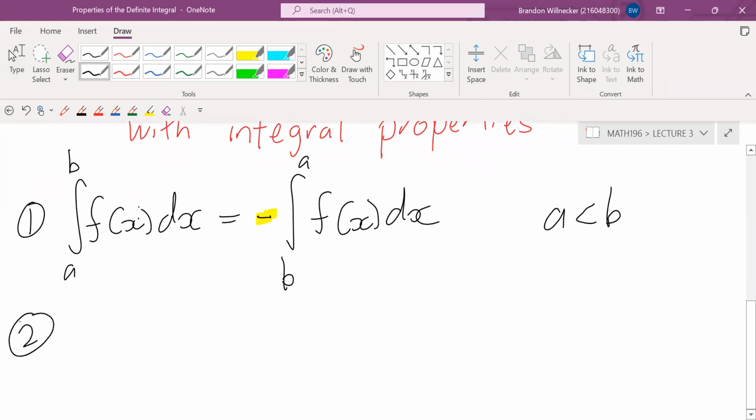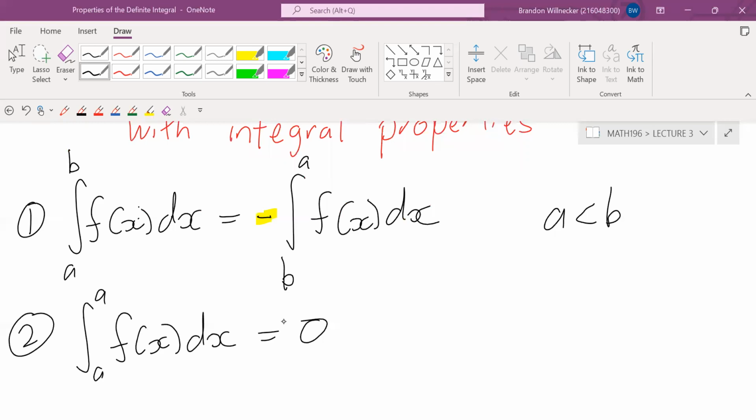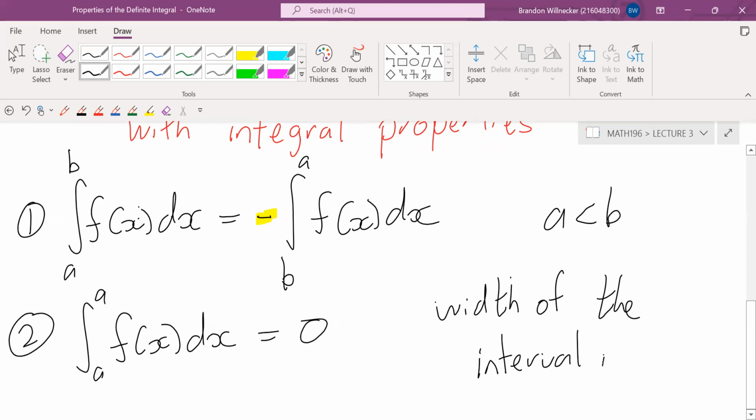Number two, the integral from a to a of f of x dx is 0. Now, why is it 0? Well, the start of the interval is a, the end of the interval is a, so the width of the interval is 0. So there's no area there. If the width of the interval is 0, then there's no area.